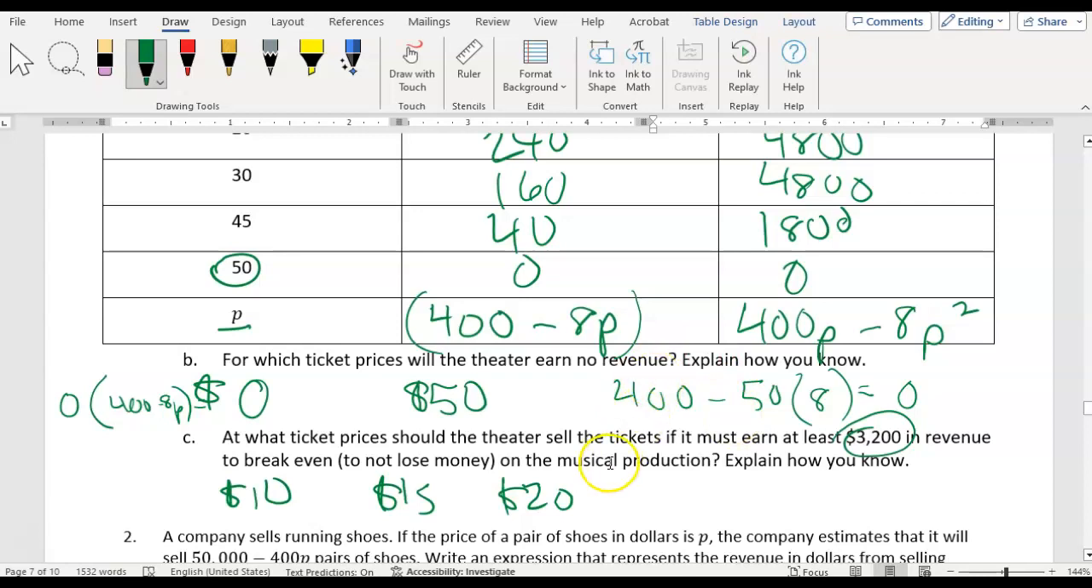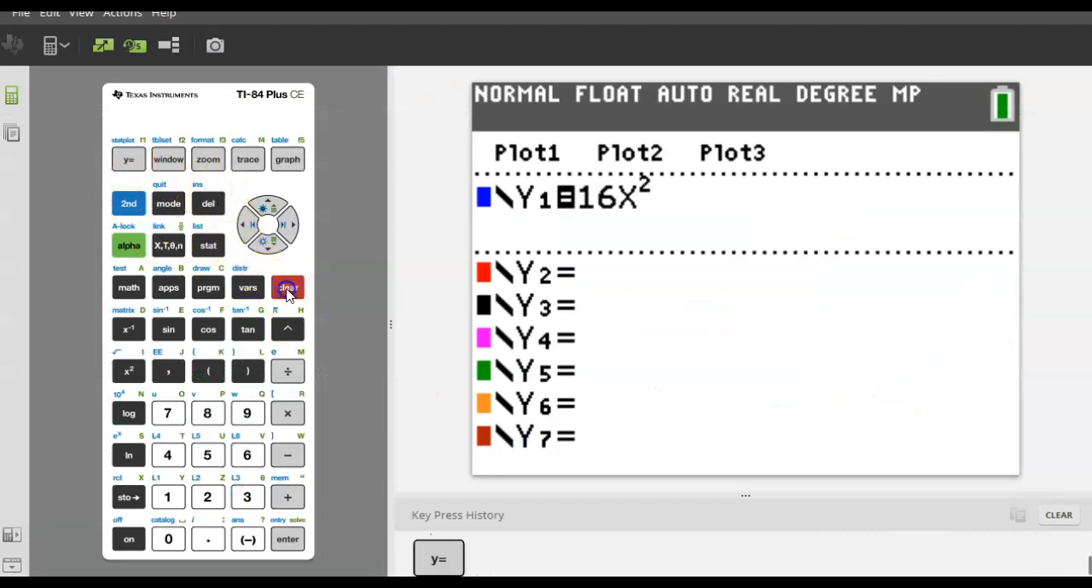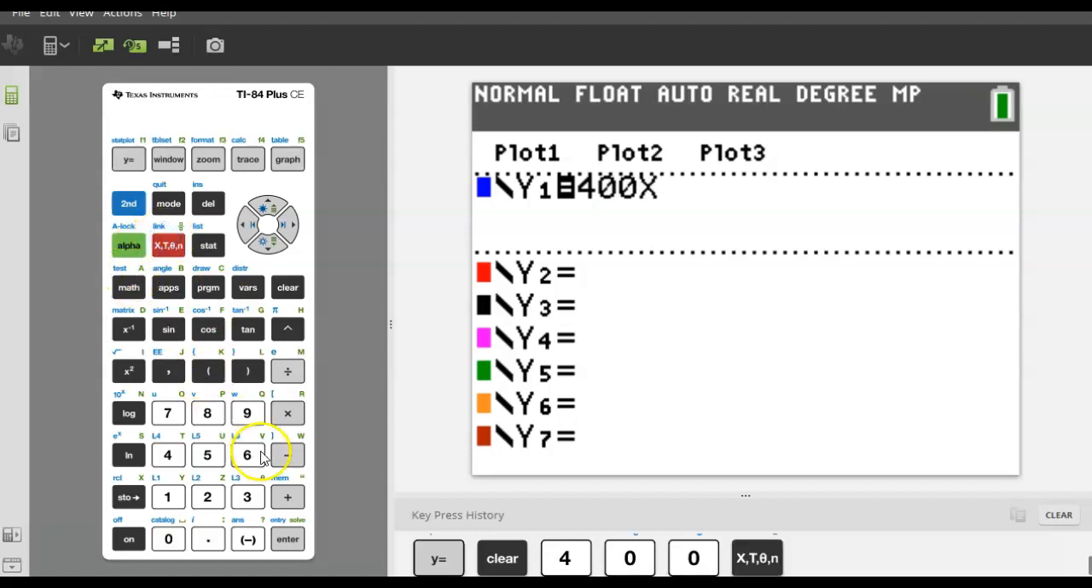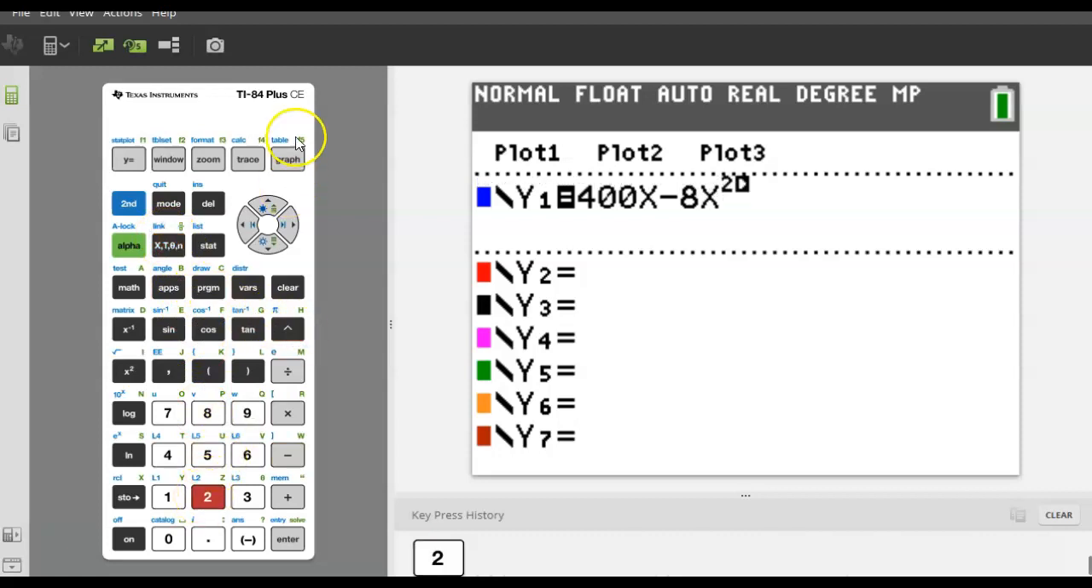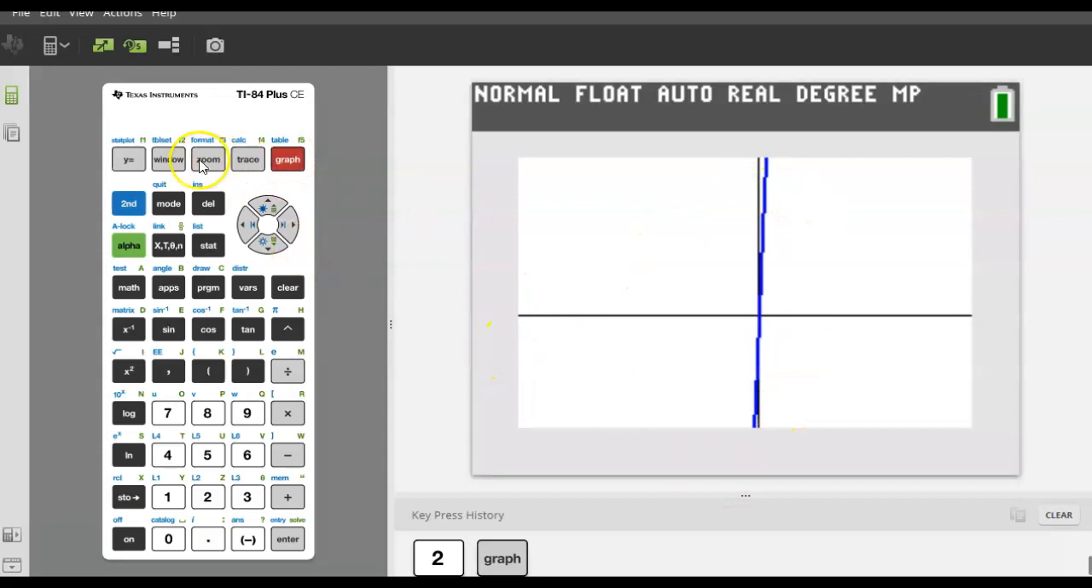So we have 400p minus 8p squared. So let's take a look at that. Let me clear this out. 400x minus 8x squared, and graph. All right, so we cannot really see that graph because it is too zoomed in.